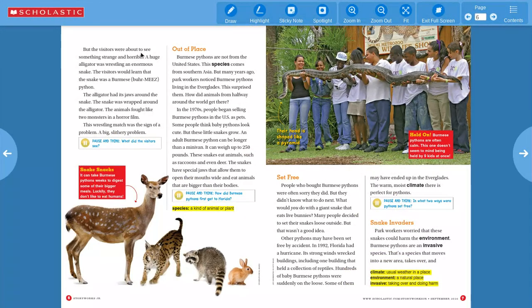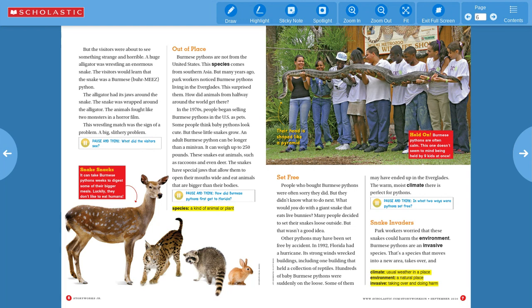But the visitors were about to see something strange and horrible. A huge alligator was wrestling an enormous snake. The visitors would learn that the snake was a Burmese python. The alligator had its jaws around the snake. The snake was wrapped around the alligator. The animals fought like two monsters in a horrible film. This wrestling match was the sign of a problem, a big, slithery problem.